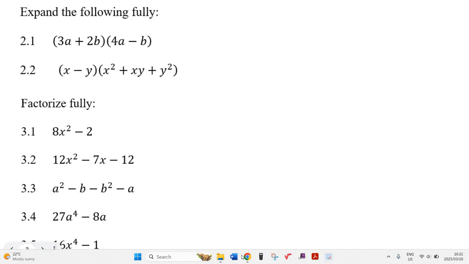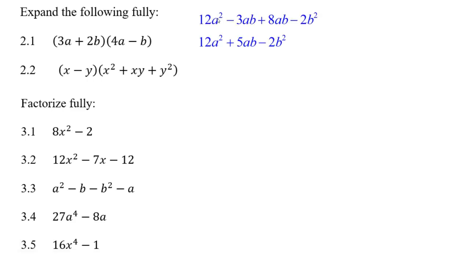Okay, let's try this question here. We've got 3a plus 2b times 4a minus b, and we're supposed to expand it. We're supposed to multiply it. Well, there's four products. This is FOIL. 3a times 4a, well, that's going to give us 12a squared. We've got 2b times minus b, the last product, that's minus 2b squared.